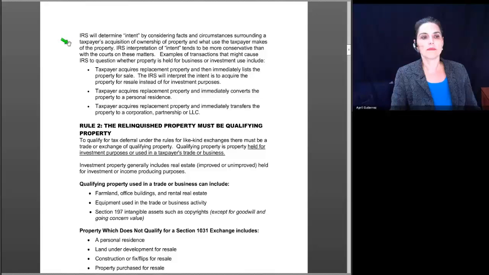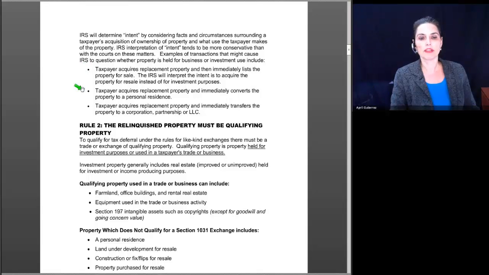Examples of transactions that might cause the IRS to question whether property is held for business or investment use include: the taxpayer acquires replacement property and then immediately lists the property for sale. The IRS will interpret the intent is to acquire the property for resale rather than for investment purposes. Or the taxpayer acquires replacement property and then immediately converts the property to a personal residence. Or the taxpayer acquires replacement property and then immediately transfers the property to a corporation, partnership, or LLC.